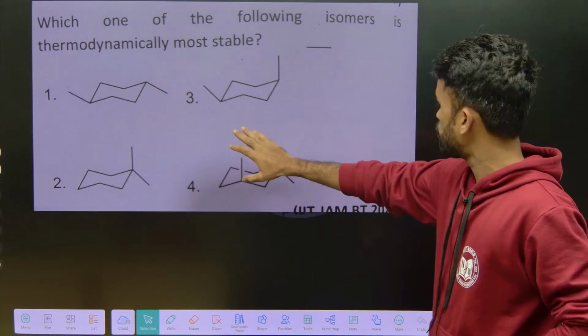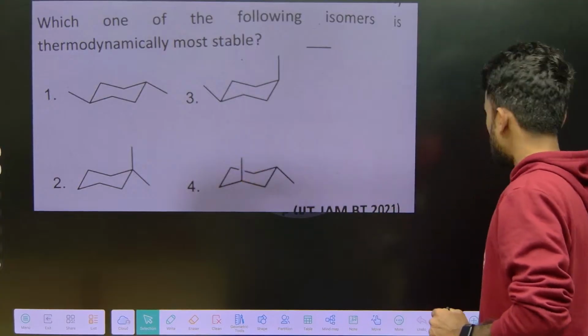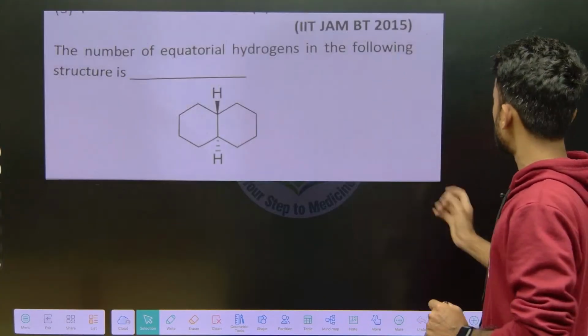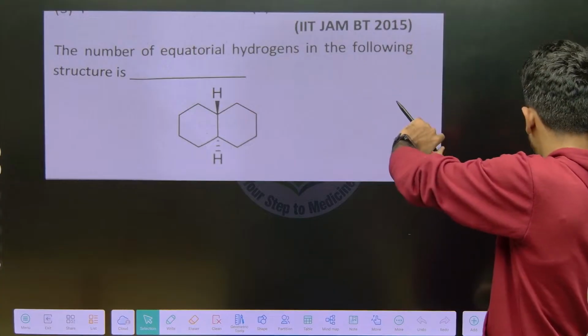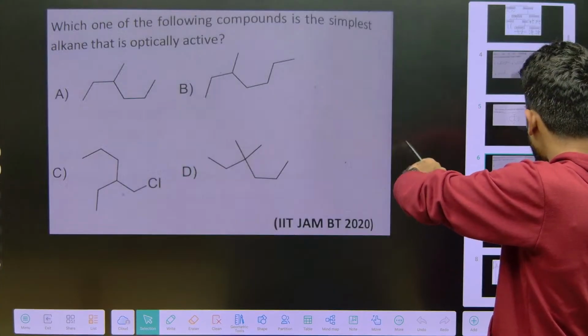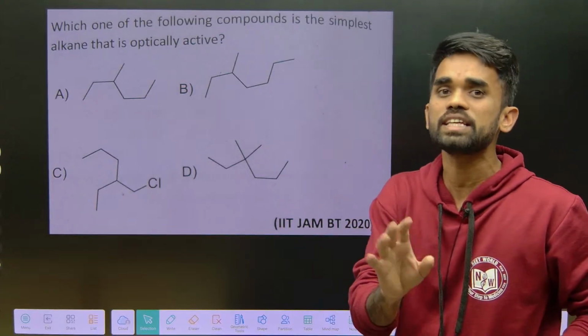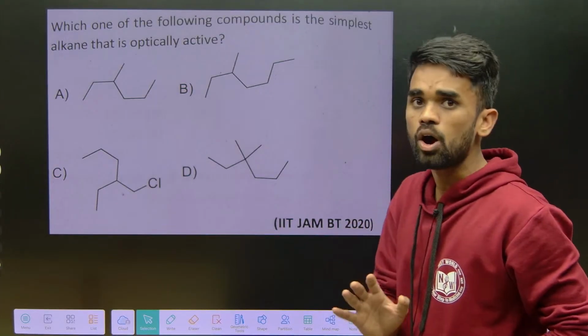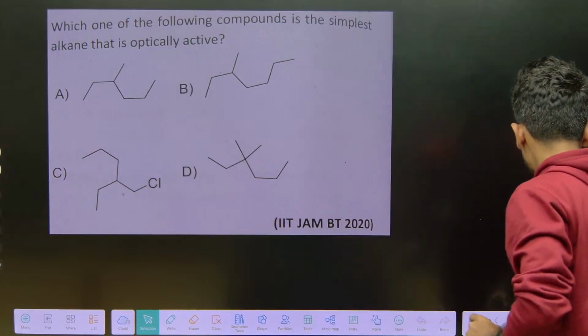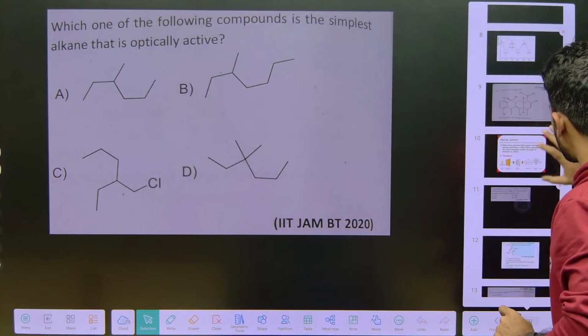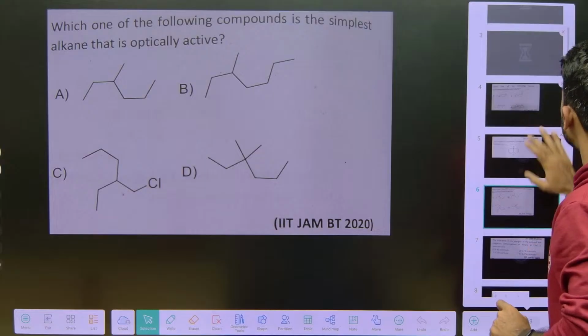We have a question from 2021, and 2025 also we have, and even 2015 here we have, and next 2020. See, all these questions are very easy, you can solve within seconds. Okay, I will show you how you can solve these questions. First of all, let me tell you what things we need to focus on here in this chapter.